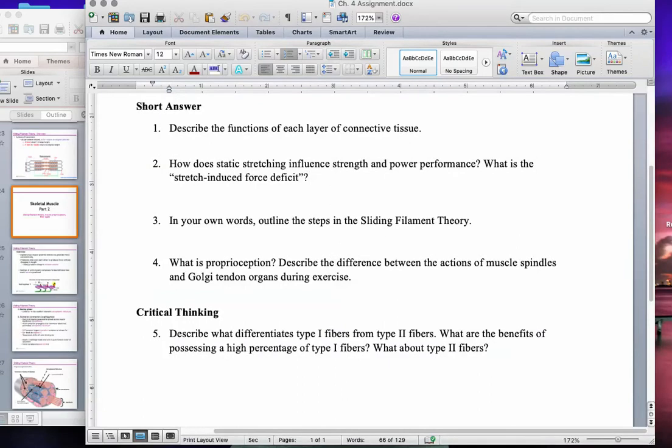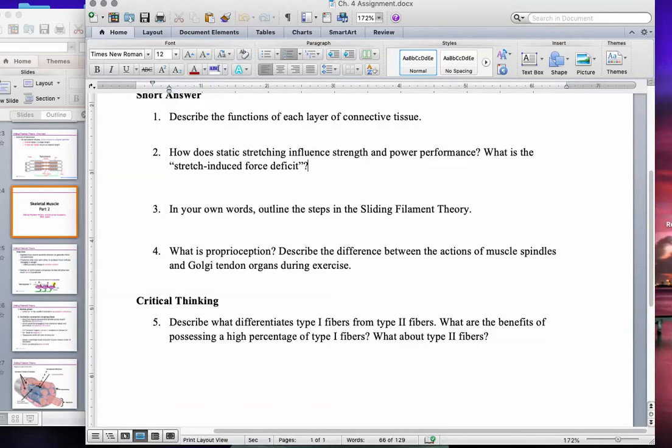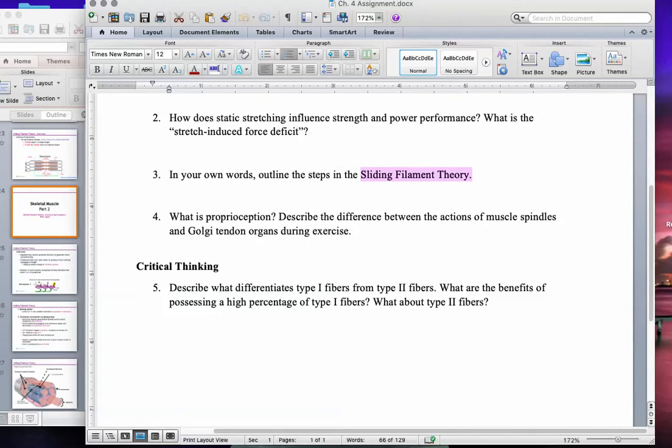Okay, so you can already answer number 1 and number 2. You were able to answer that after listening to part 1. With part 2, you'll actually be able to finish your assignment. We're going to talk about the sliding filament theory today. So you're basically just outlining the steps in your own words, but also taking a lot of what you see and hear from that lecture.